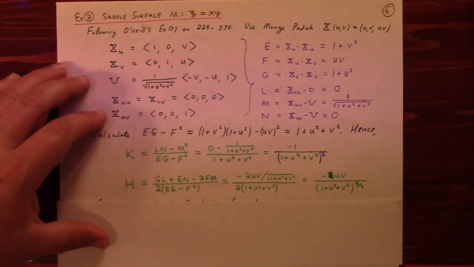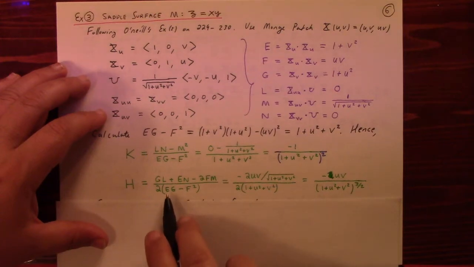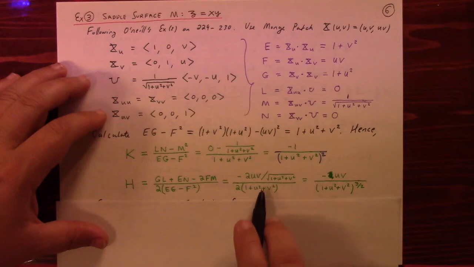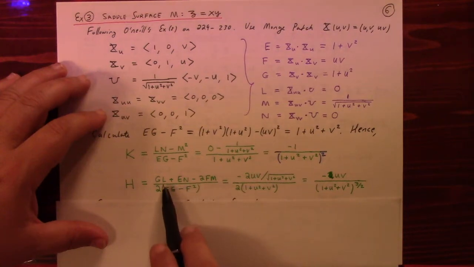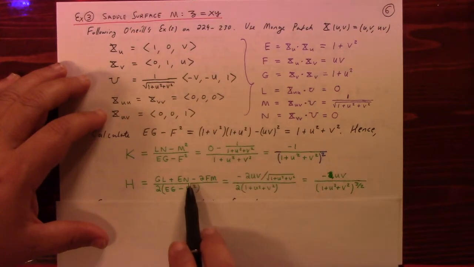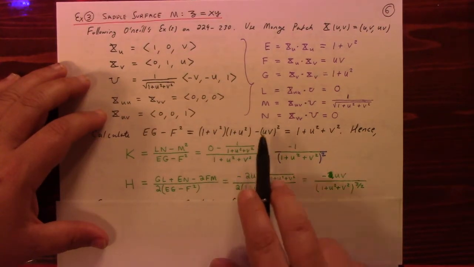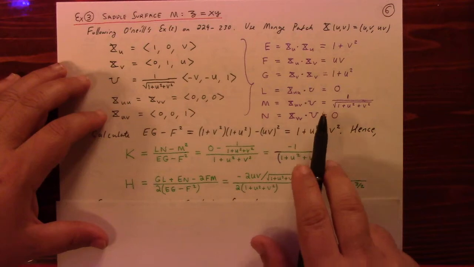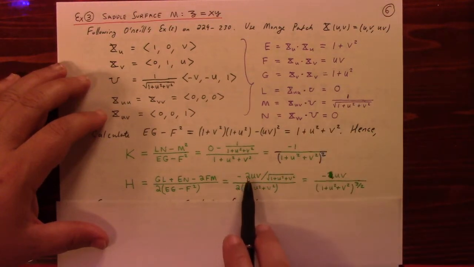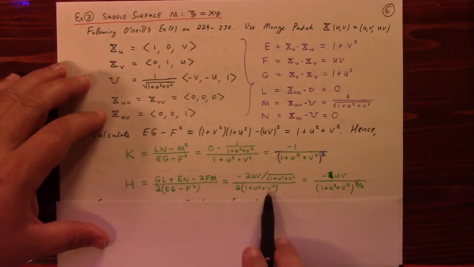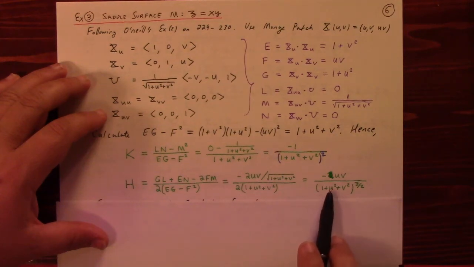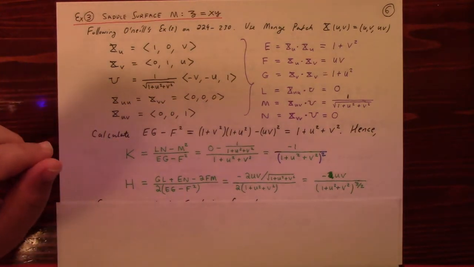And the mean curvature, GL plus EN minus 2FM over 2 times EG minus F squared, with EG minus F squared being 1 plus u squared plus v squared. A lot of this stuff is 0. The L is 0, the N is 0, so it's just the minus 2FM. F was uv, and M was this stuff here, so that's why we've got 2uv over the square root. So we get a total of (1 plus u squared plus v squared) to the 3 halves downstairs, and a minus uv upstairs.